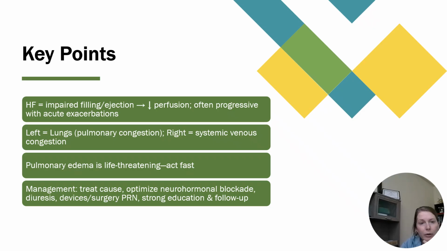Okay, so the key points of all this are heart failure is going to be an impaired filling or ejection that leads to a decreased perfusion. It is often progressive, and it can have acute exacerbations. Left-sided heart failure, you can expect to have lung issues, so our pulmonary congestion. Our right-sided heart failure is going to be more systemic. Remember, usually we start with the left-sided heart failure that progresses to the right-sided heart failure.